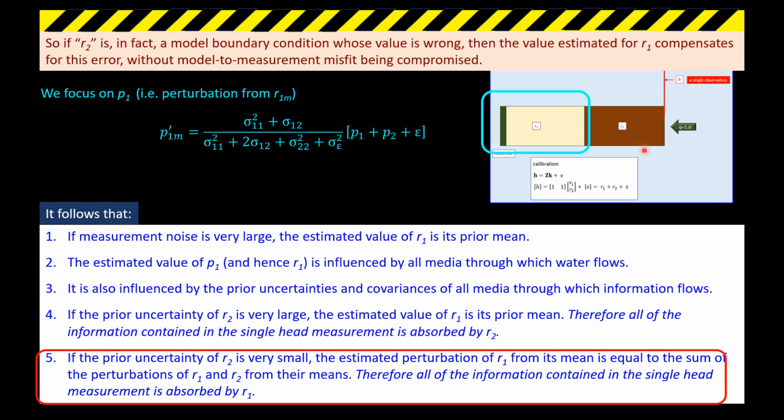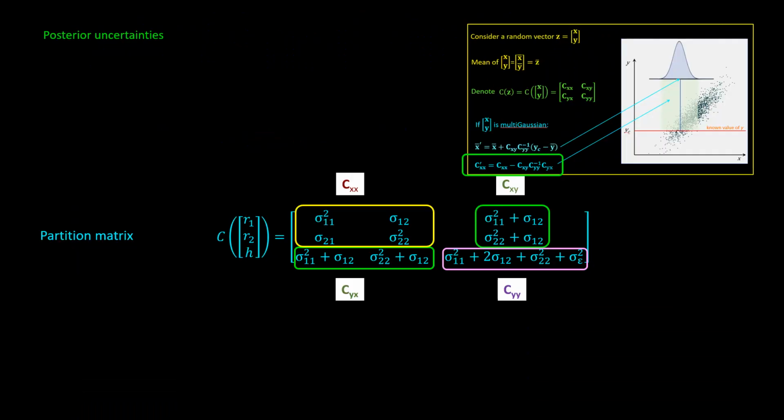So if R2 is in fact a prior boundary condition, a model boundary condition whose value is wrong, then the value estimated for R1 compensates for this error without model to measurement misfit being compromised. We'll return to that in a moment. But before we do, let's look at posterior uncertainties.